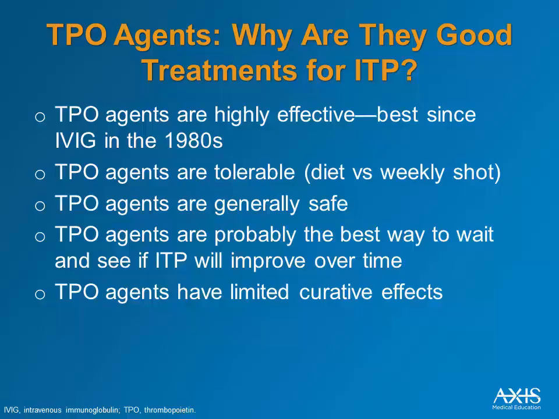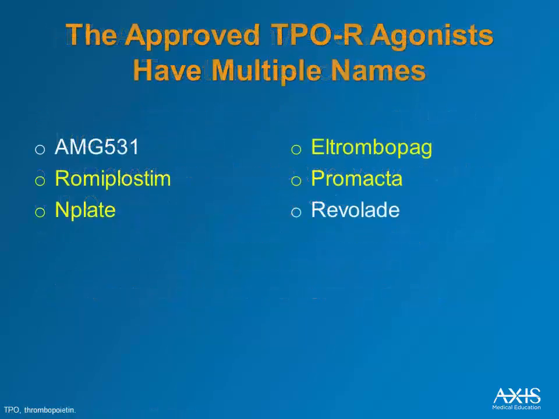Generally, they're safe. As indicated, the main side effect usually is thrombosis, although issues for eltrombopag with liver tests and for both of them with aches are important. If somebody wants to wait and see if their ITP will improve over time, I think generally thrombopoietic agents are good ways to do that. And even though they're thought to be, quote, inert, unquote, the TPO agents may have limited curative effects. Names are confusing, but we've reviewed these already.